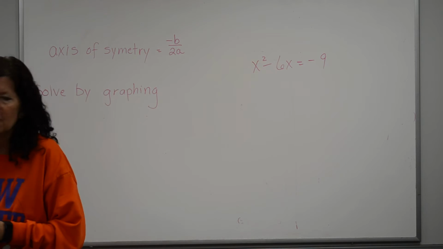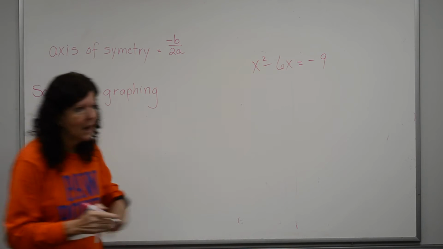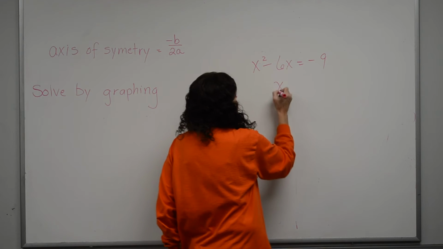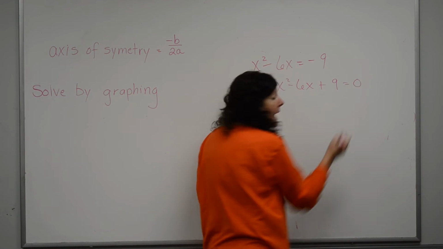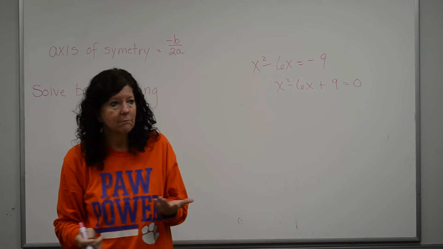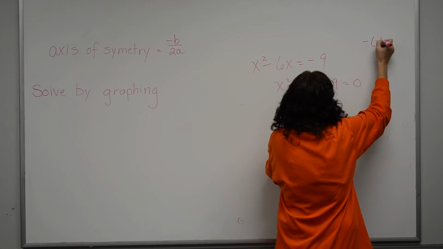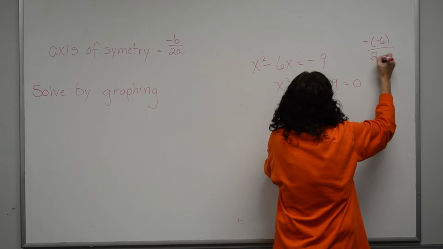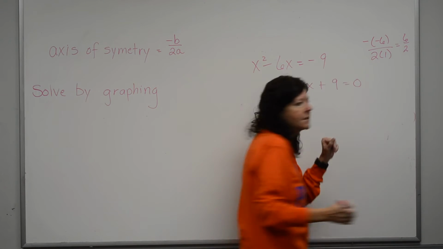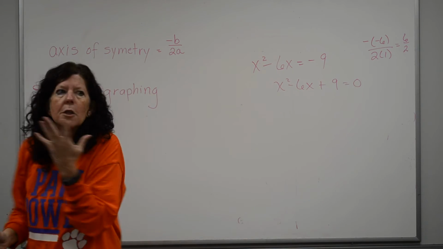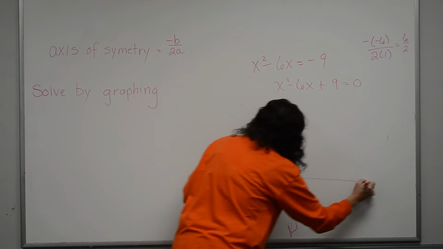Okay, what's the first thing I'm gonna do? I'm gonna have to move the 9 over, because I have to get it in the right positioning. Okay, so I have that. Now I can find my axis of symmetry. Okay, my axis of symmetry is -b over 2a, -(-6) over 2 times 1. So I have 6 over 2. What's 6 over 2 equal to? 3.